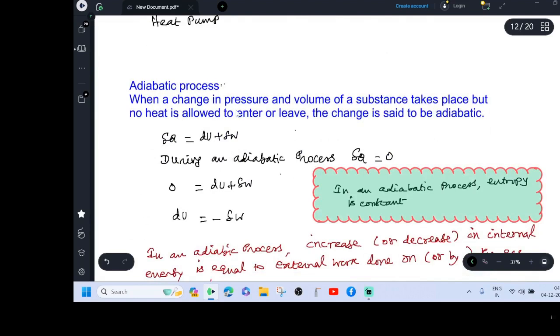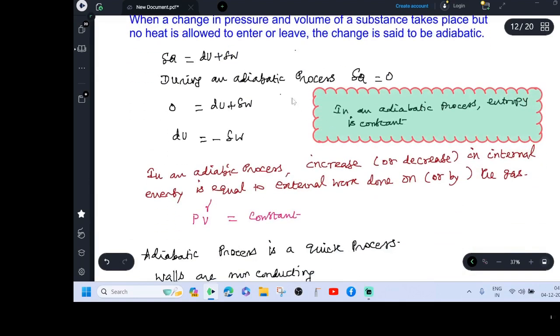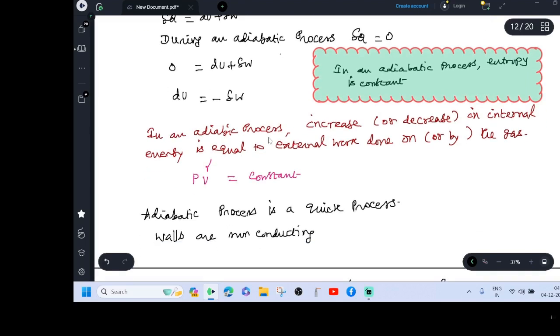Adiabatic process. When a change in pressure and volume of a substance takes place but no heat is allowed to enter or leave, the change is said to be adiabatic. During an adiabatic process, del Q equal to 0, therefore dU equal to minus del W. In an adiabatic process, increase or decrease in internal energy is equal to external work done on or by the gas. With respect to expansion or compression, this is justified. The equation is PV power gamma is a constant.